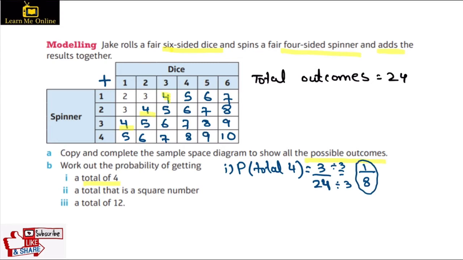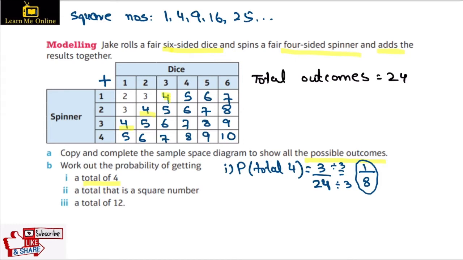Let's have a go on the next one now. This is that the total is a square number. So we know what the square numbers are. The first few square numbers are basically, I'm going to write it down over here. So the square numbers are 1, 4, 9, 16, 25, and we have got more square numbers as well.